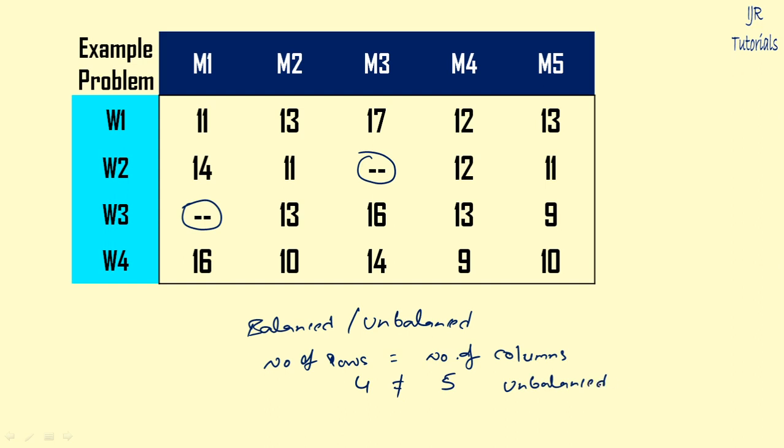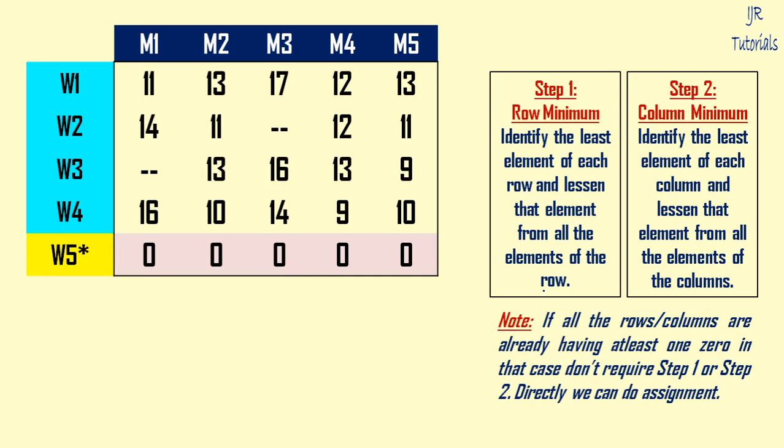We may convert this unbalanced problem to a balanced problem by simply adding 1 dummy row, because rows are fewer and columns are more. So we have to equate the rows with the columns. That is the reason we add one dummy row like this. W5 is the dummy row and all its values are 0, because a dummy does not have any values. That's the reason we take zeros. The form of this table is like this.